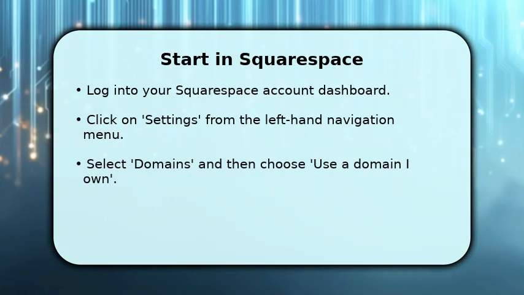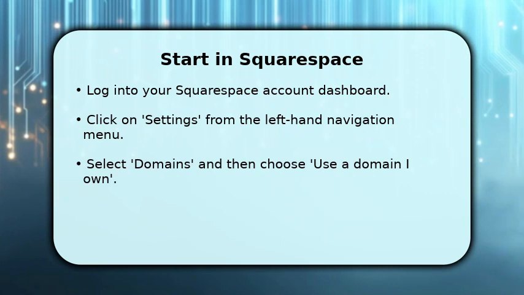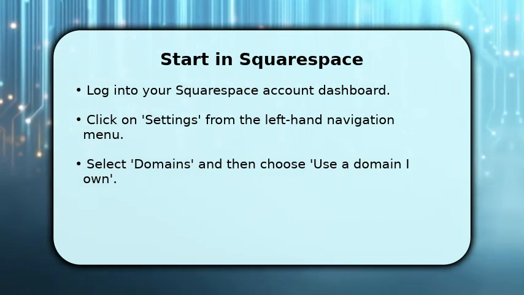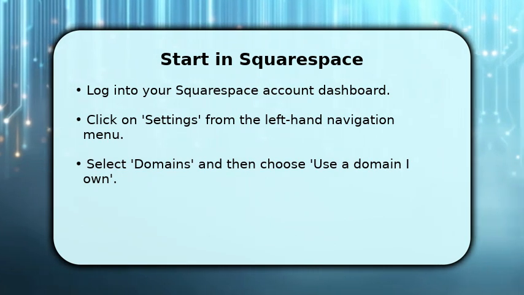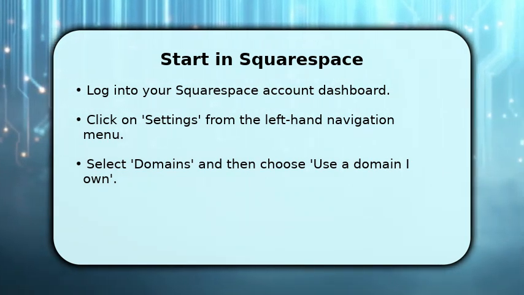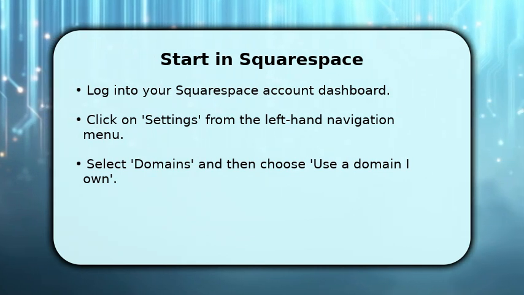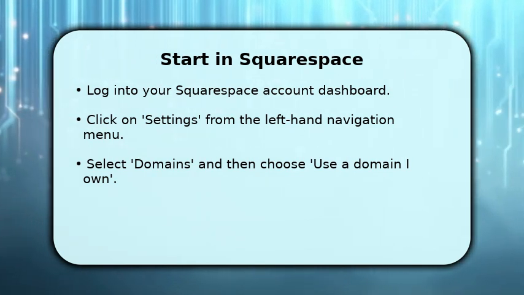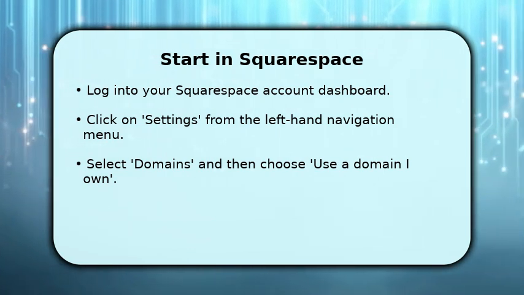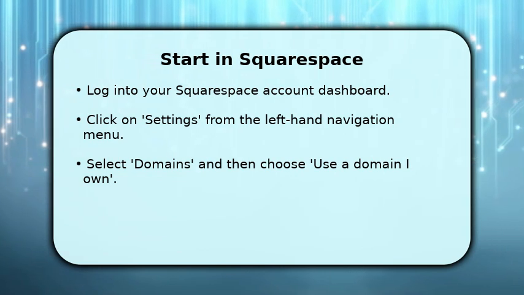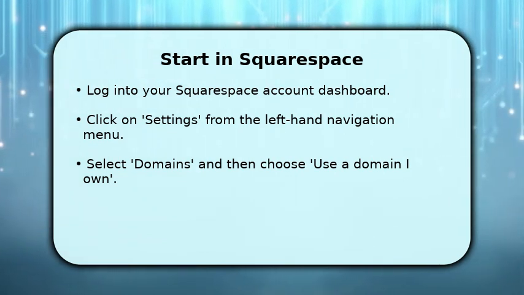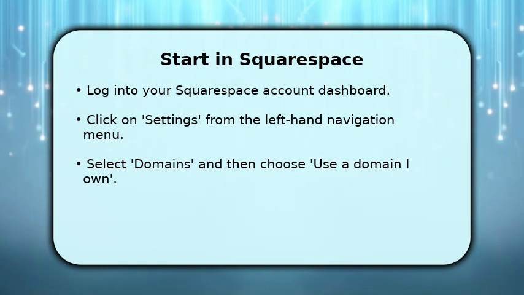To begin, log into your Squarespace account. From your main dashboard, locate and click Settings in the left-hand menu. Next, select Domains and then choose the option to use a domain I own. Carefully type your complete Ionos domain name into the designated field. After entering your domain, click Connect Domain and ensure that Ionos is selected as your domain provider. This action initiates the linking process from the Squarespace side.